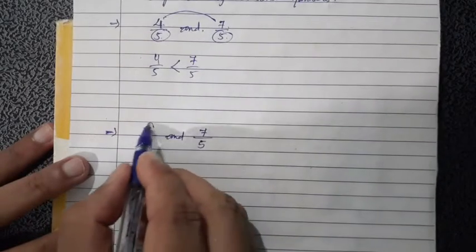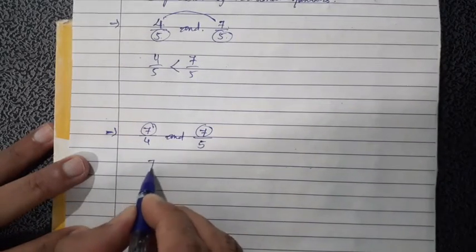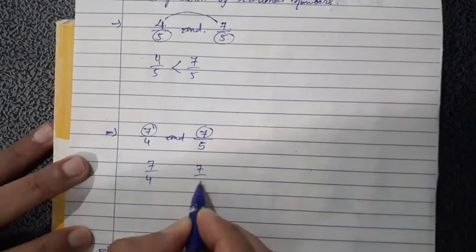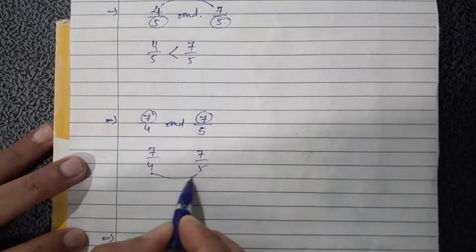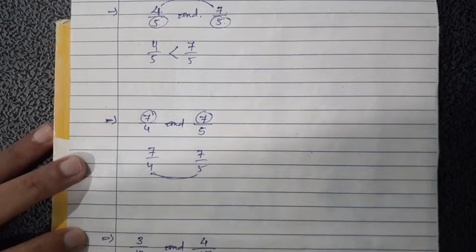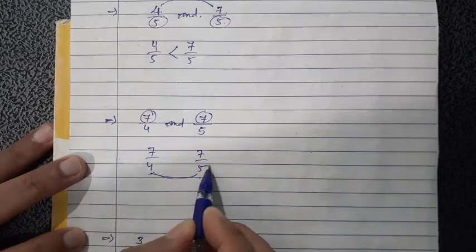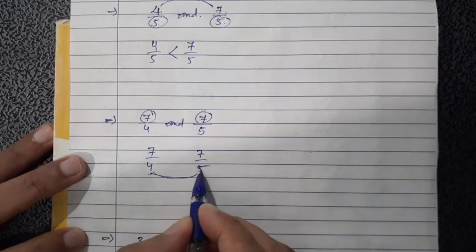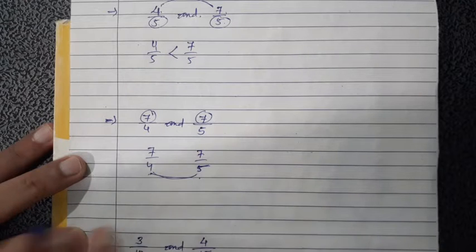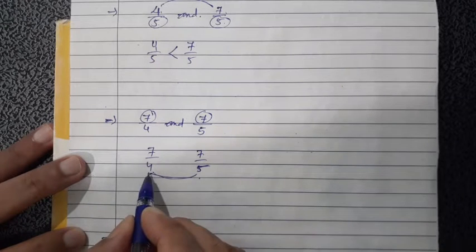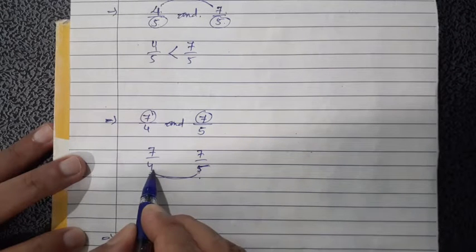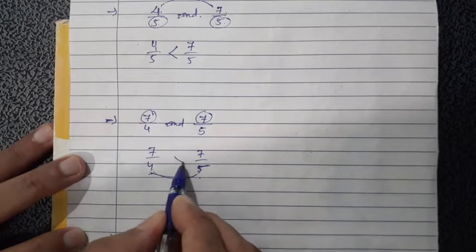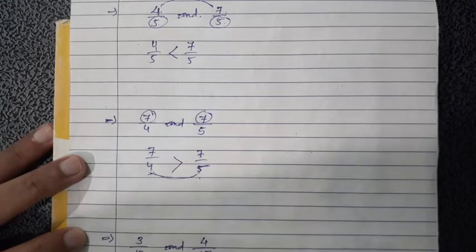But suppose the numerators are the same, meaning 7 upon 4 and 7 upon 5. Here the numerator 7 is the same, so you just compare the denominators. In that case, the greater denominator means a lower value. So here 4 and 5, 5 is greater, but the value of 1 upon 5 is less than 1 upon 4. So here 7 upon 4 is greater than 7 upon 5.